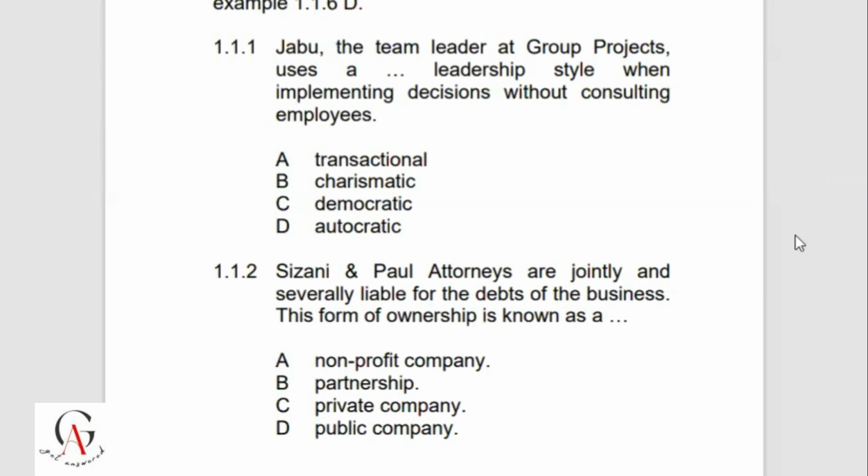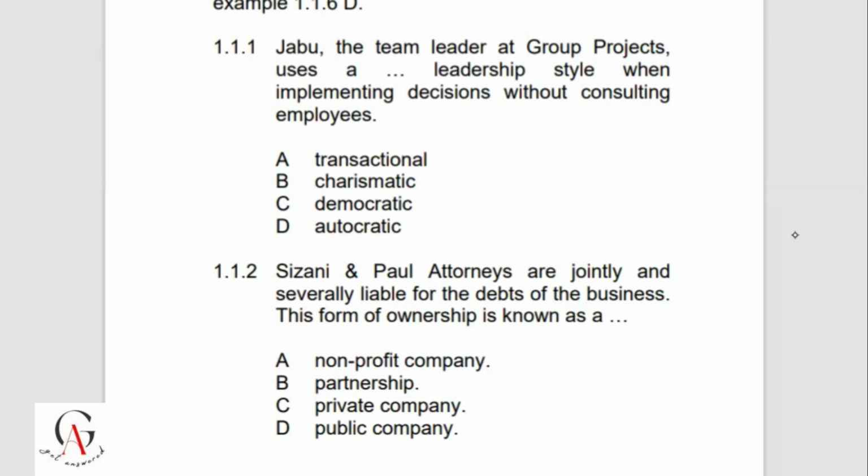Okay, right. So now let's check Western Cape. So now Western Cape question paper, we are also going to check section A in the same manner as we did in the KZN paper. Okay, right.